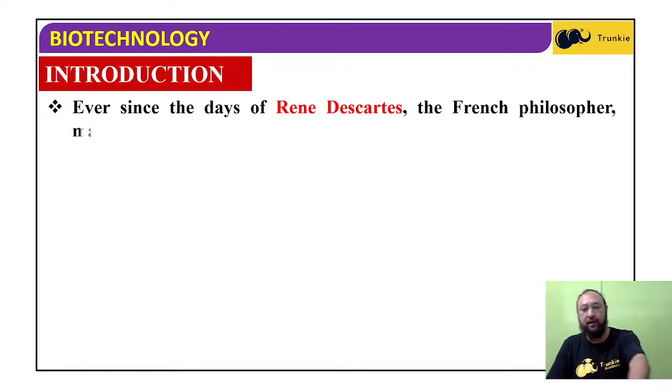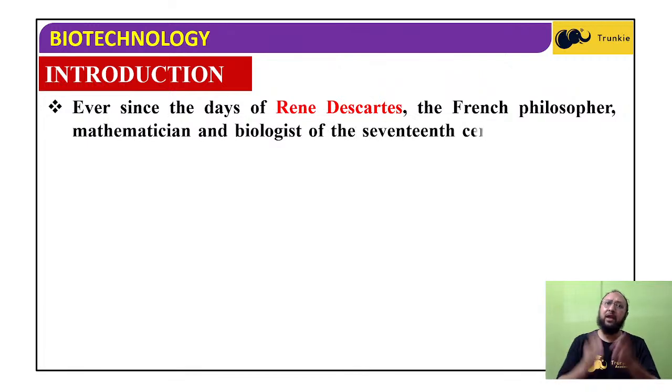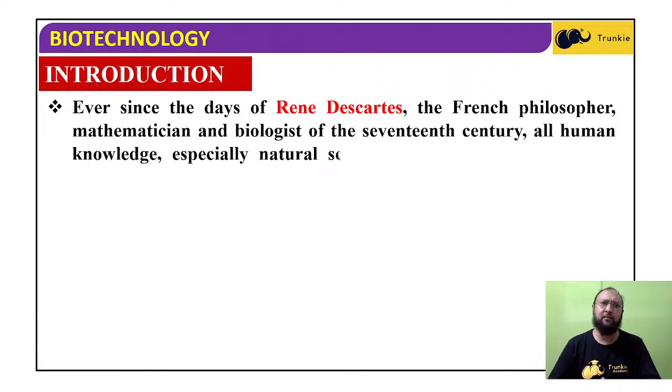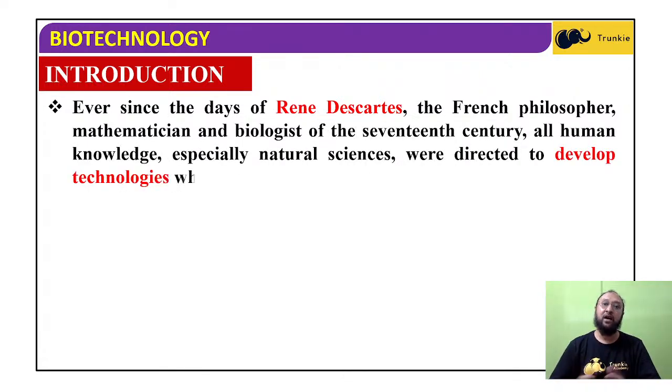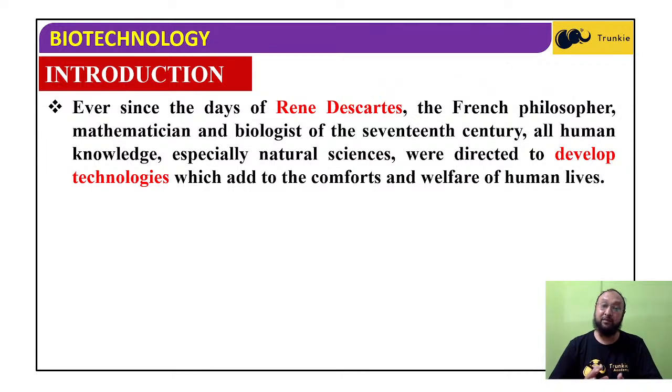introduction. What is biotechnology? The name itself tells you that bio means life and technology you know very well, so it is technology related to biology. Ever since the days of Rene Descartes, the French philosopher, mathematicians, and biologists of the 17th century, all human knowledge, especially natural sciences, were directed to develop technology.